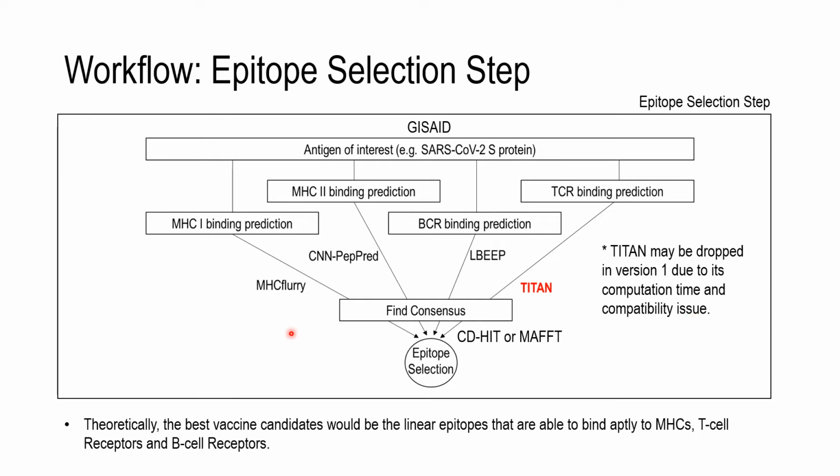After we've run all these prediction tools, we will try to find a consensus sequence. We're currently planning to use either the CD-HIT or MAFFT algorithm. I will explain these in a later slide. Theoretically, the best vaccine candidates would be the linear epitopes that are able to bind aptly to MHCs, TCRs, and BCRs.